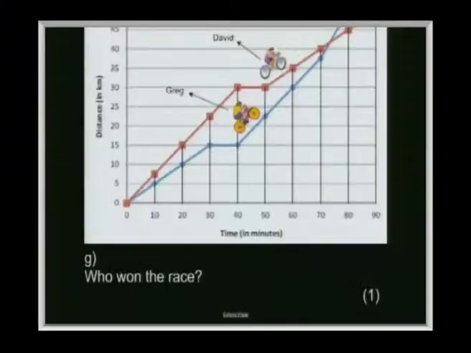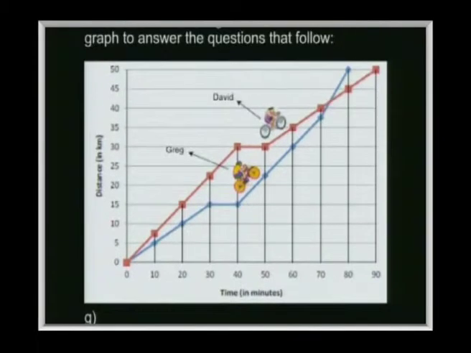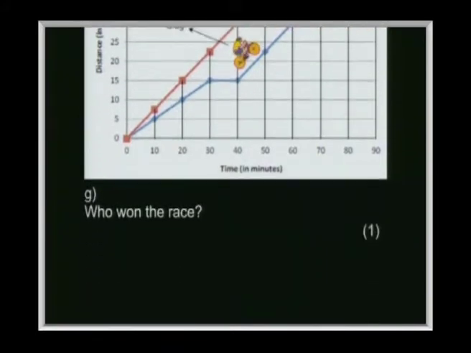And it says over here, who won the race? I think that's pretty easy to see. As you can see over here on our graph, the person who won the race would be the person who reached 50 kilometers first, and it was Greg. I hope you got a medal for coming first. Well, I think question 1 and 2 are quite simple. Let's move on to something a little bit harder.